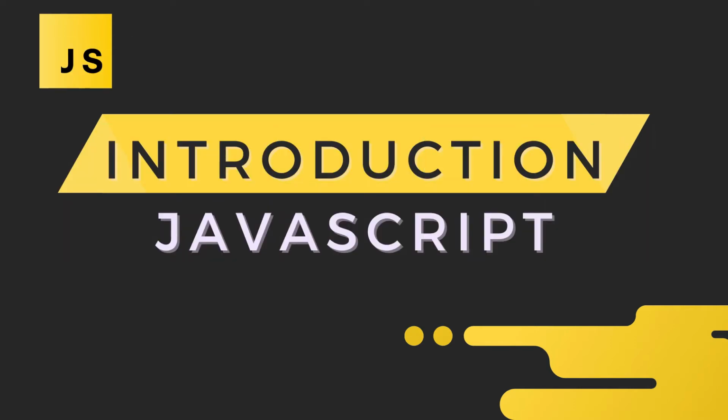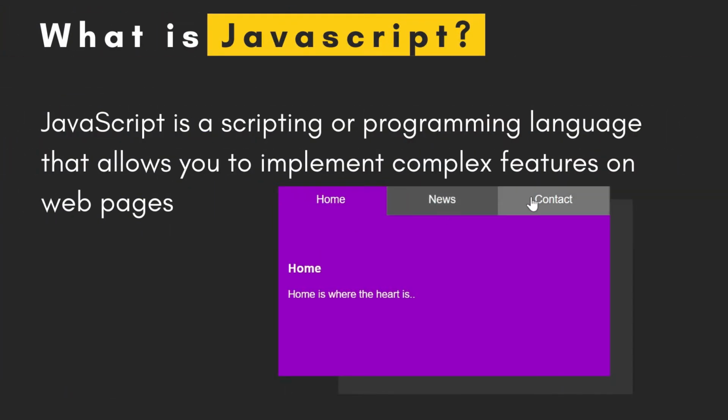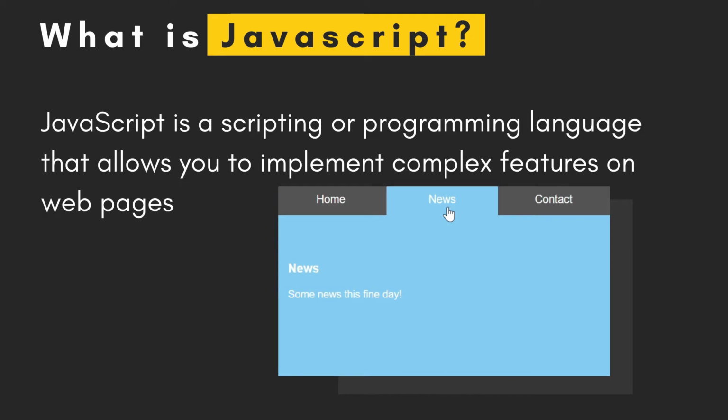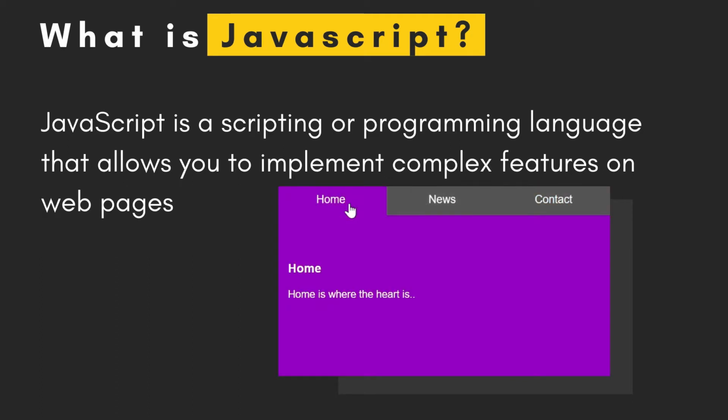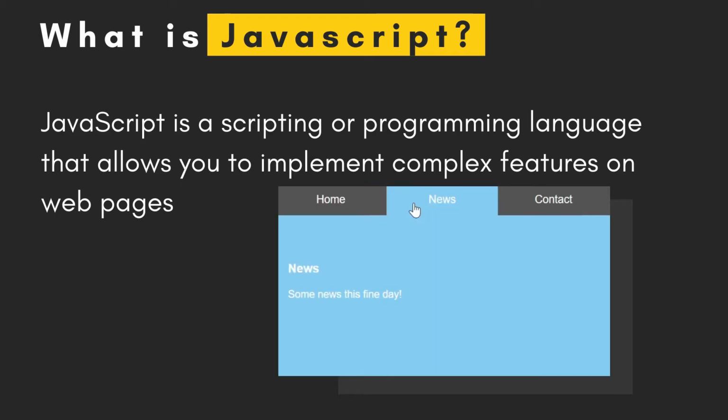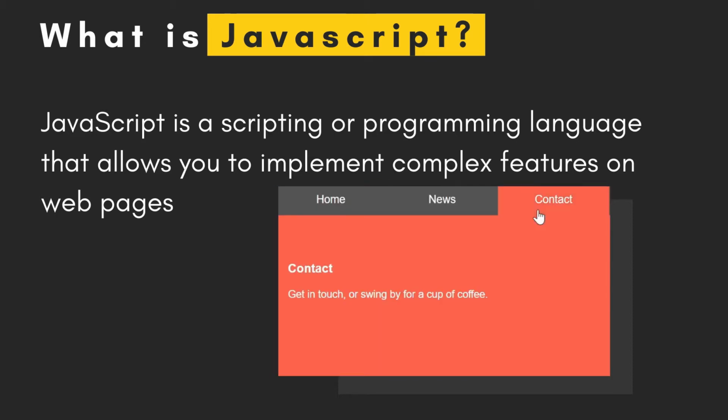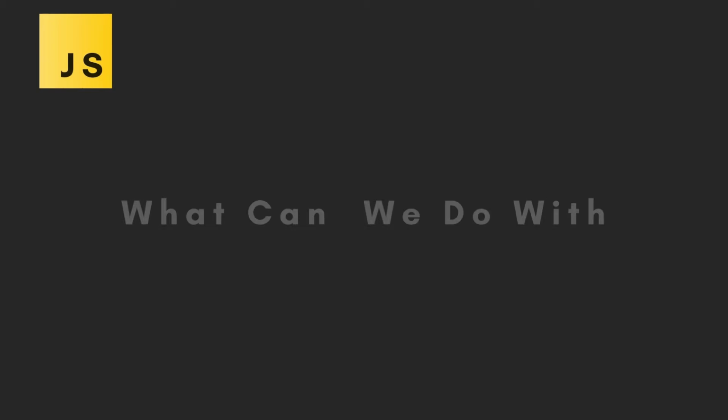Hi there, in this video we are going to see what is JavaScript and what it is used for. So what is JavaScript? JavaScript is a scripting or programming language that allows you to implement complex features on a web page. It makes your web page interactive and dynamic.